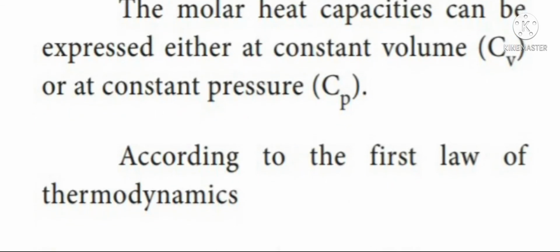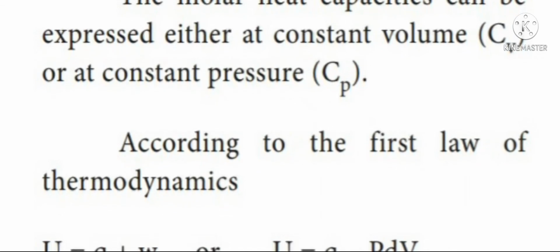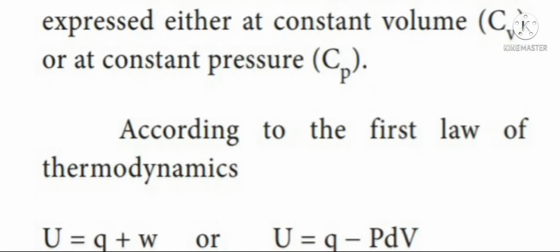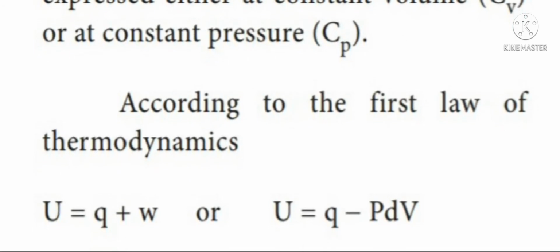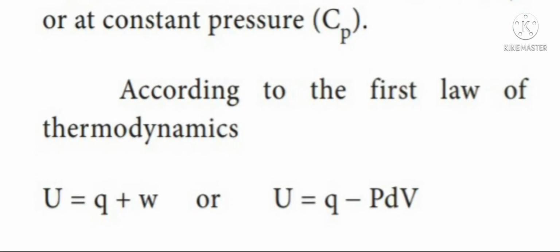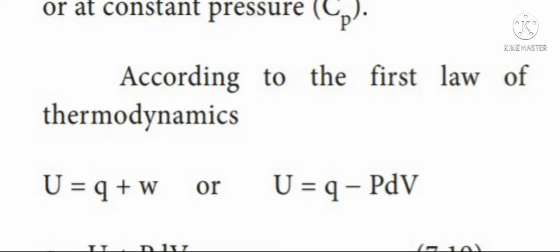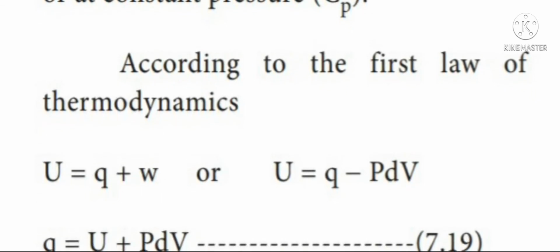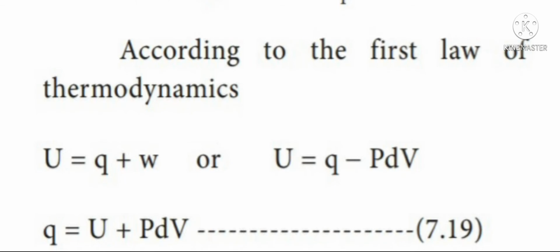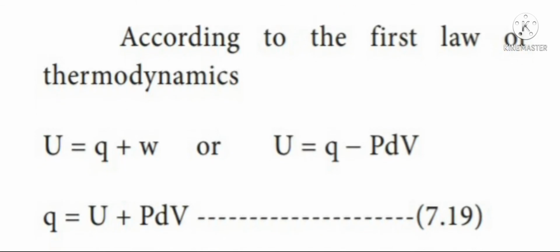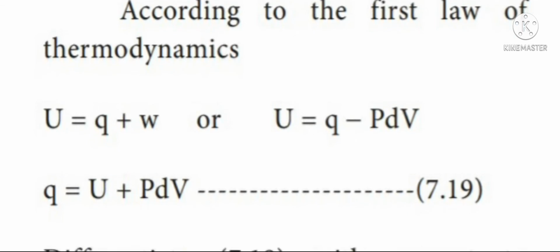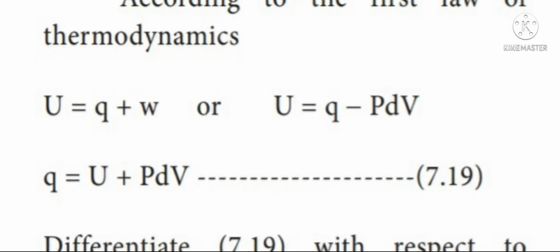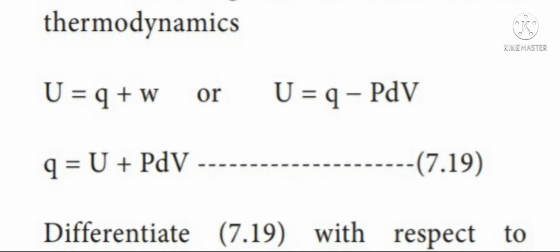Here, the constant volume is given by Cv, the constant pressure is given by Cp. According to the first law of thermodynamics, U is equal to Q plus W. We know that W is equal to minus P dV. It should be substituted in this equation. We will get U equal to Q minus P dV.